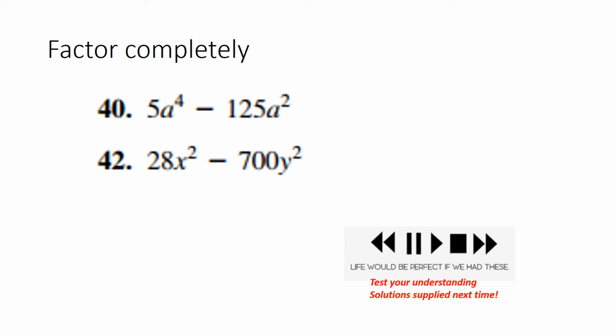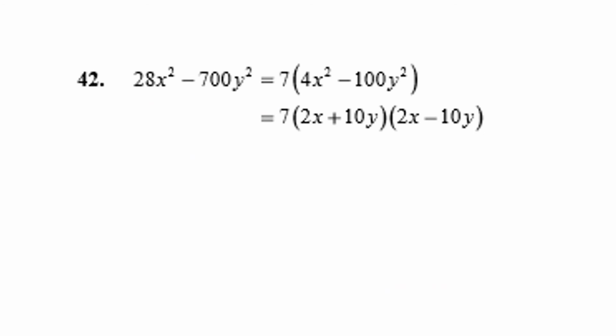Here you are to factor completely. Let's do number 42. Hit pause now. Let's see how you do. So you factor out the 7 and you're left with 4x squared, which we know is 2x whole squared. And here we have 100y squared, which we know is 10y whole squared. So this will factor into 7 times 2x plus 10y times 2x minus 10y.